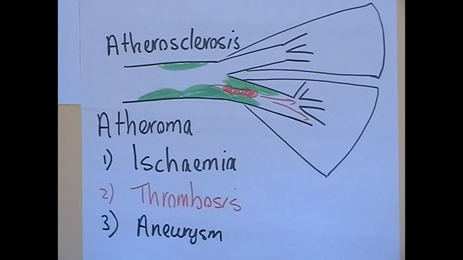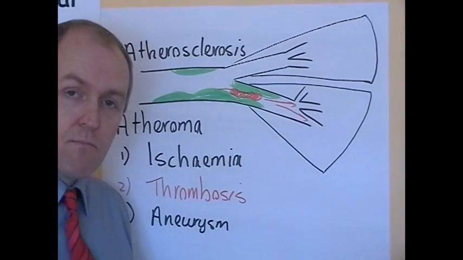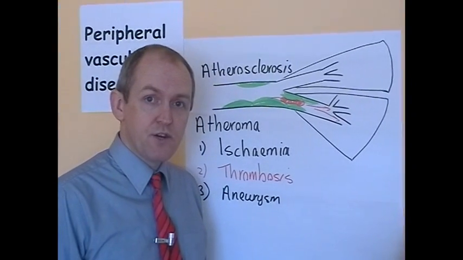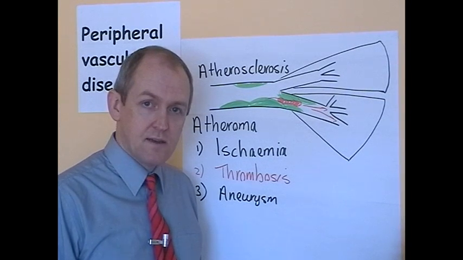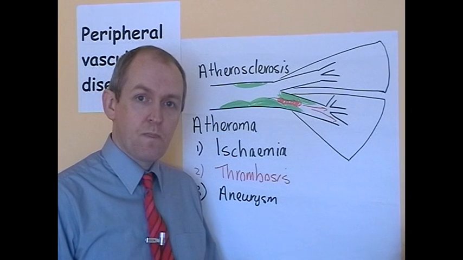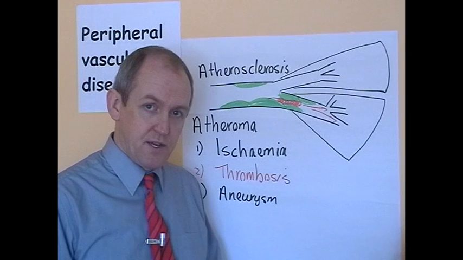So all arteries can become atheromatous, and this certainly includes the peripheral arteries, particularly the arteries that supply blood to the legs. So in peripheral vascular disease, the main pathology is atherosclerosis, the accumulation of atheroma in the arteries that supply the leg, giving rise to three complications: ischemia, thrombosis, and possible aneurysm.